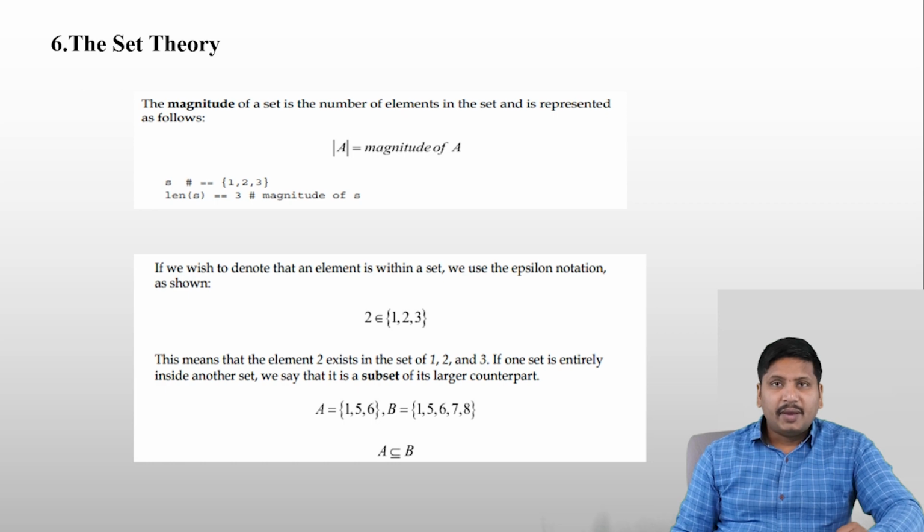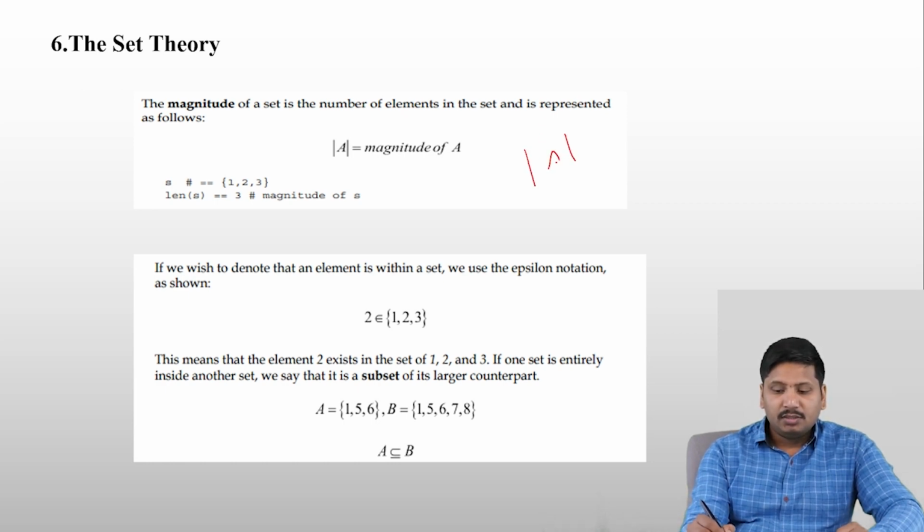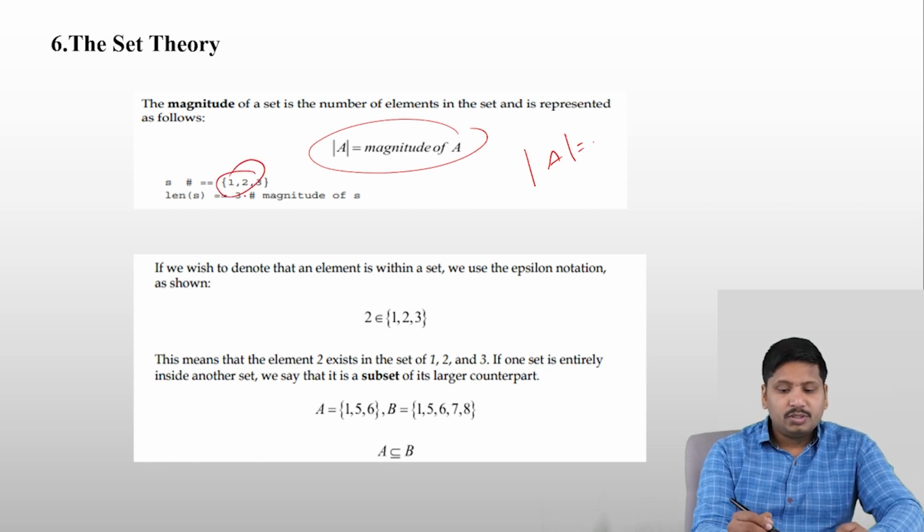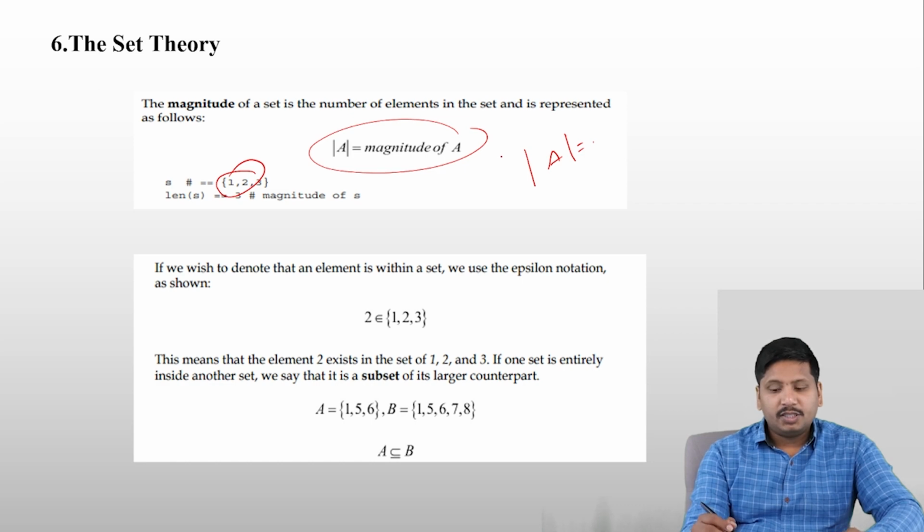Here the magnitude of the set can be represented like this. We can write it as the magnitude of the set, that means the number of elements present in the set. And if I want to know the length of the set, I use a function like len of S, which returns the number of elements present in the set.